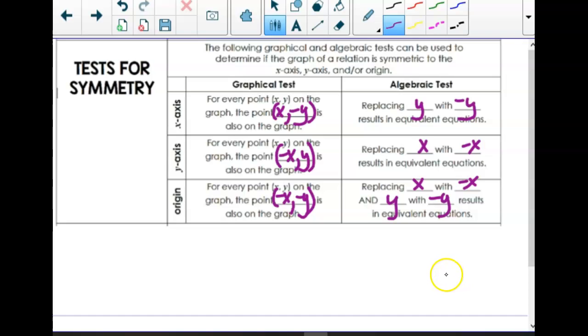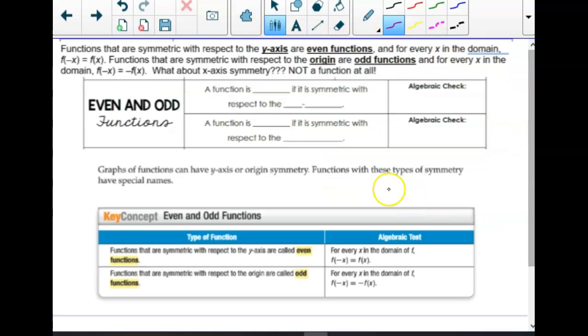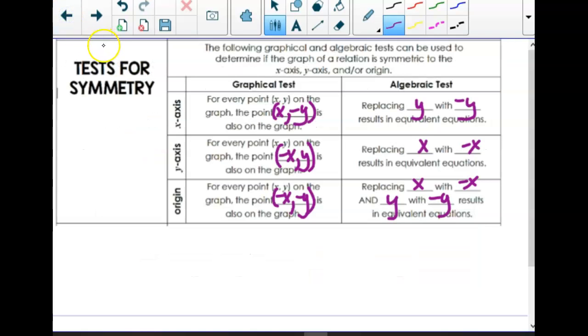There are some shortcuts to some of this, and most of the time I'm going to just give you an opportunity to graph it and be able to tell from the graph the kind of symmetry it has. All right. Now, how are we doing on symmetry? So what kind of symmetry does this have?